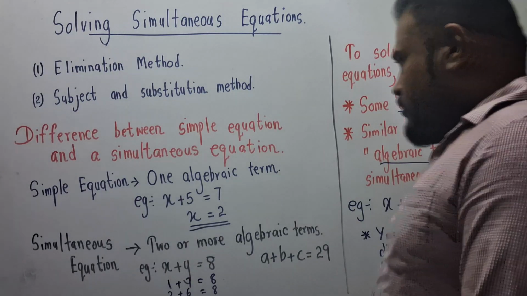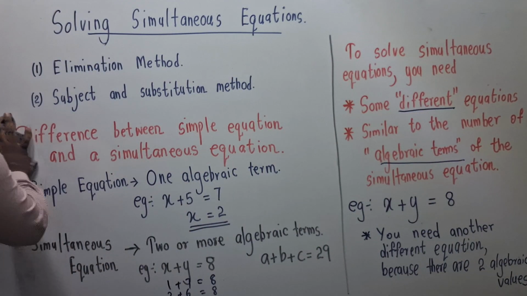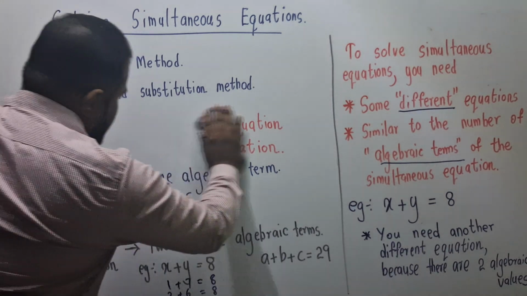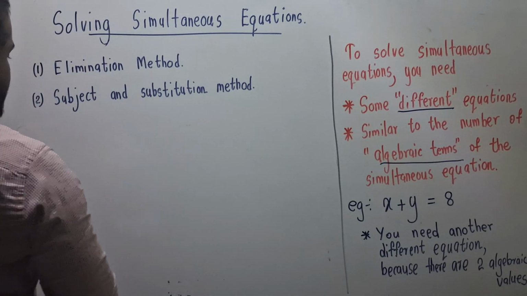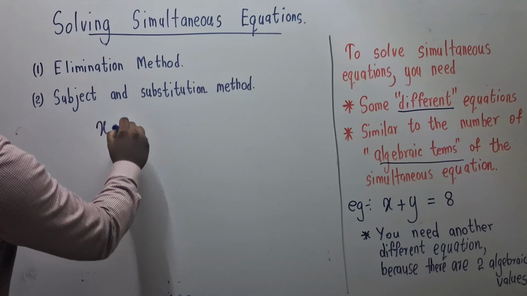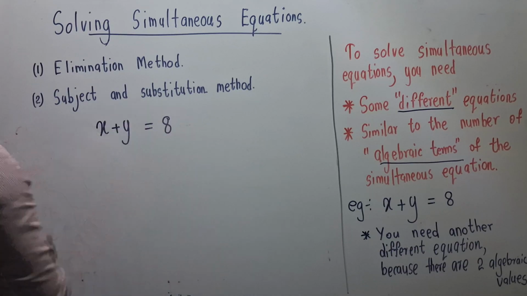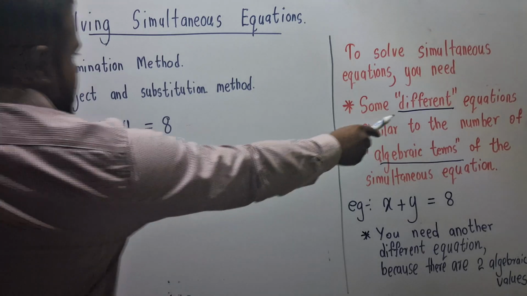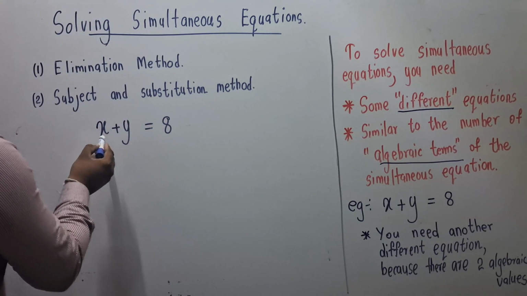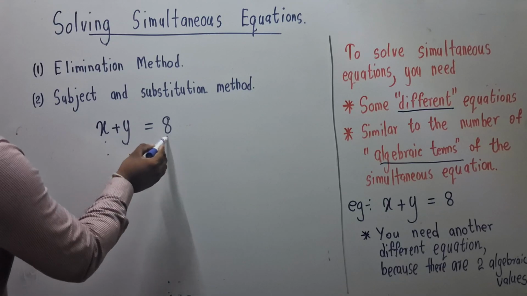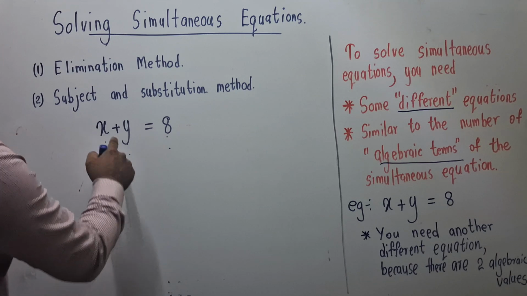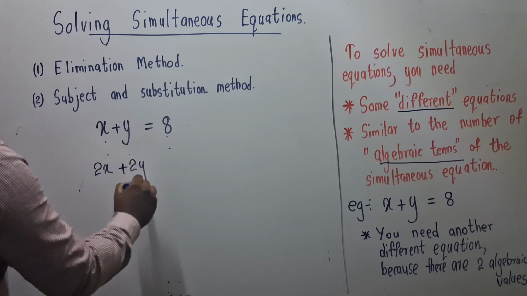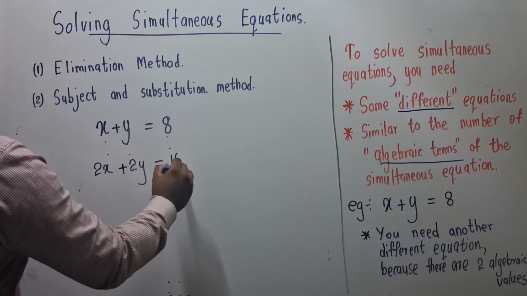Okay, so I am writing that equation again. You can pause the video and write the things you want. I will write x plus y equals 8. The thing I told you about being different: think if I multiply each and every term by the same value, like 2 times x, 2x, 2 times y, 2y, 2 times 8, 16.